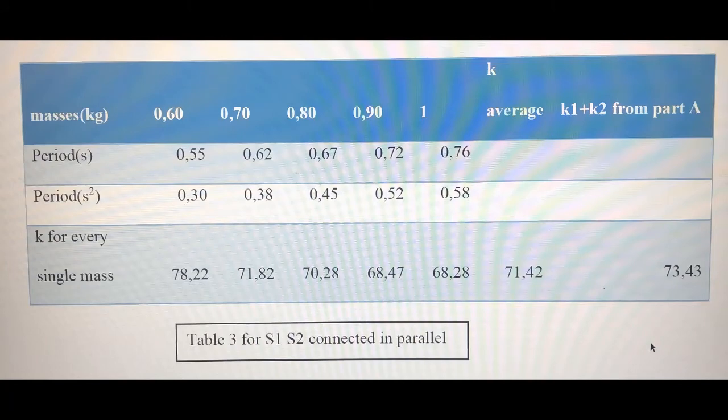As a result of part B, we found K average as 71.42, but when this is compared to the summation of K's we found in part A, 73.43, an error percentage of 2.74 can be seen. However, it should be noted K of the system in part B is bigger than any of the values of S1 and S2, which again shows the accuracy of the formulas.